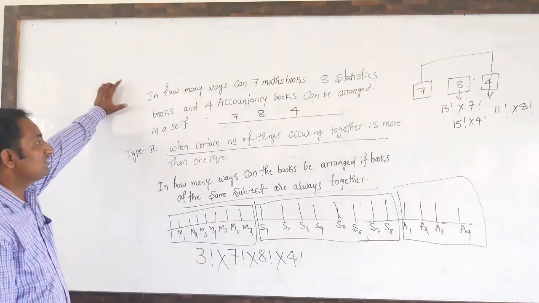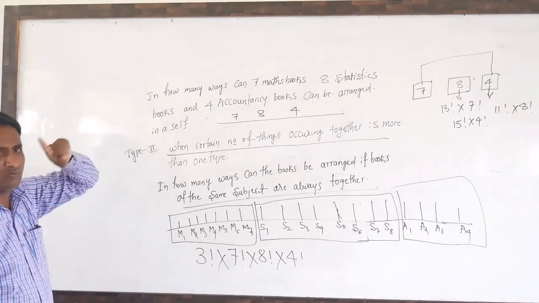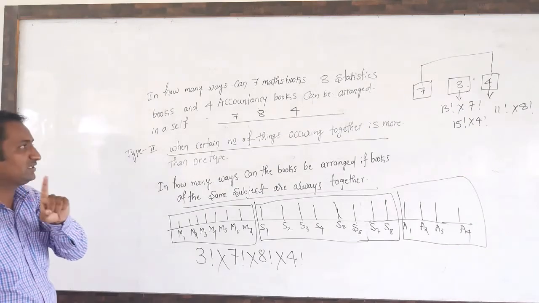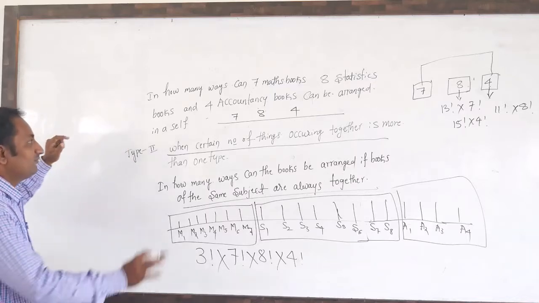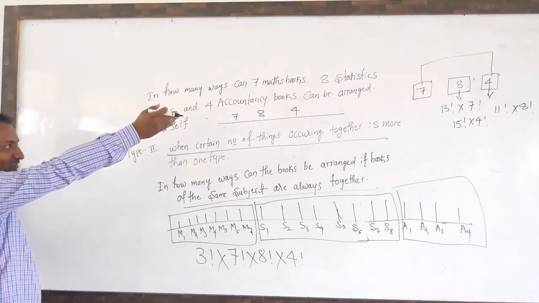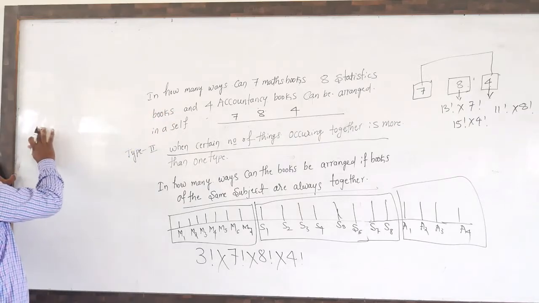Here, this is the first type problem. This is the second type problem. If one subject occurs together, that's why we can take it here. Maths books are always together means here 7 factorial.